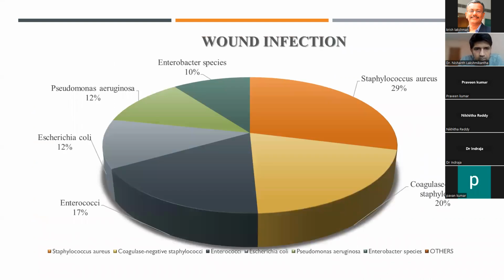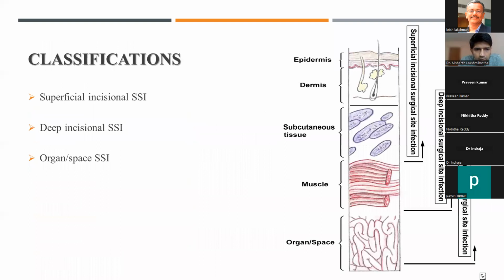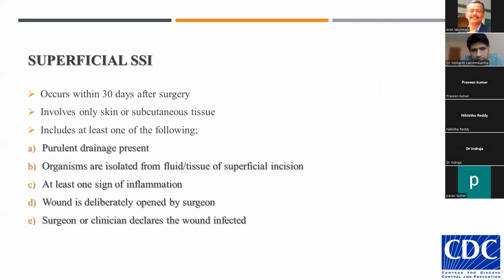Among wound infections, the major part is by Staphylococcus aureus, that is 29%, followed by coagulase-negative staphylococci 20%, followed by enterococci 17%. Surgical site infection can be classified as superficial incisional, deep incisional, and organ space. The CDC has given guidelines to define each of these.